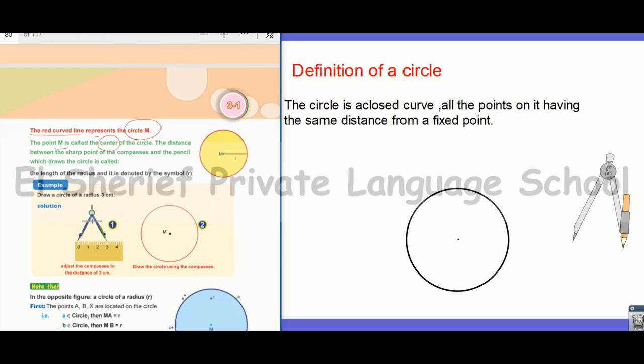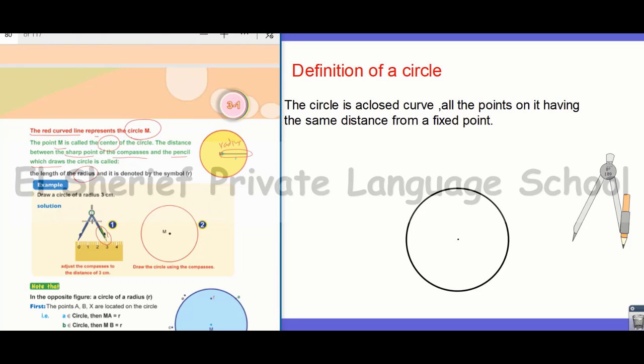The distance between the sharp point of the compass and the pencil which draws the circle is called the radius. So this distance is a radius. So from M to any point on a circle is called the radius.